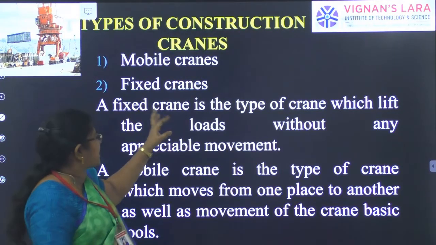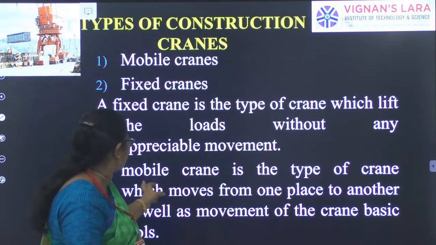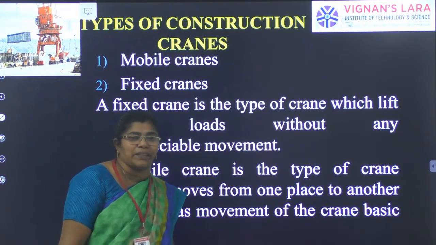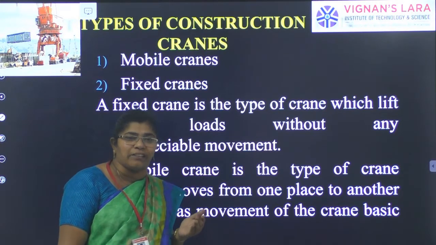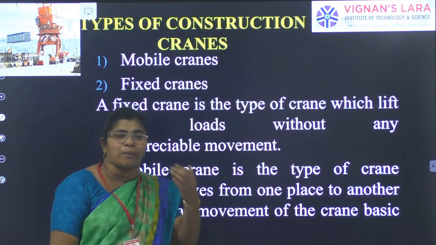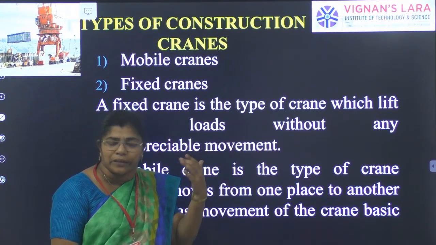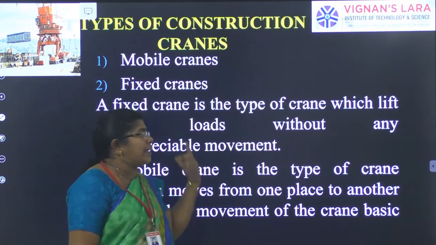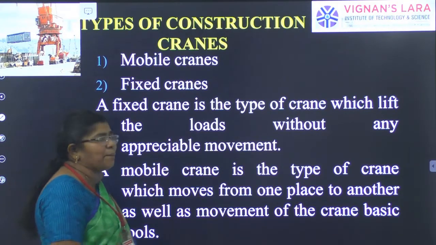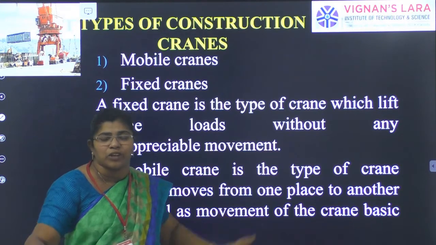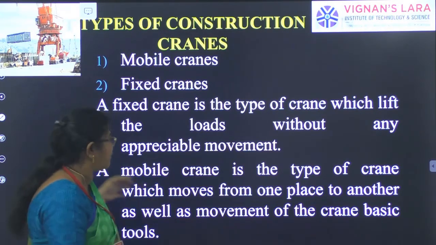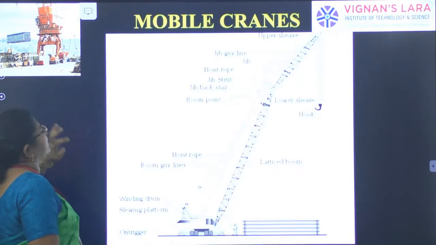Mobile cranes and fixed cranes: we already saw that a mobile crane is a type of crane which we can take to the spot itself, the construction sites. If different construction sites are there, we can take the mobile crane to the different construction sites to make things possible. The next one is a fixed type of crane, which lifts the load without any appreciable movement. It won't have horizontal movement. It will be fixed at a place and the work will be done from there. One example is the tower crane.